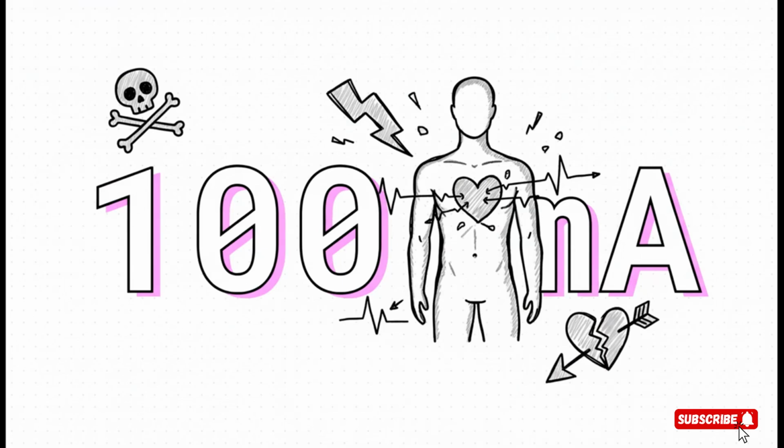At 100 milliamps, we hit a lethal level. An amount of current that small passing through your chest can cause what's called ventricular fibrillation. It's a rapid, chaotic quivering of the heart muscle. The heart just stops pumping blood, and death can happen in minutes.